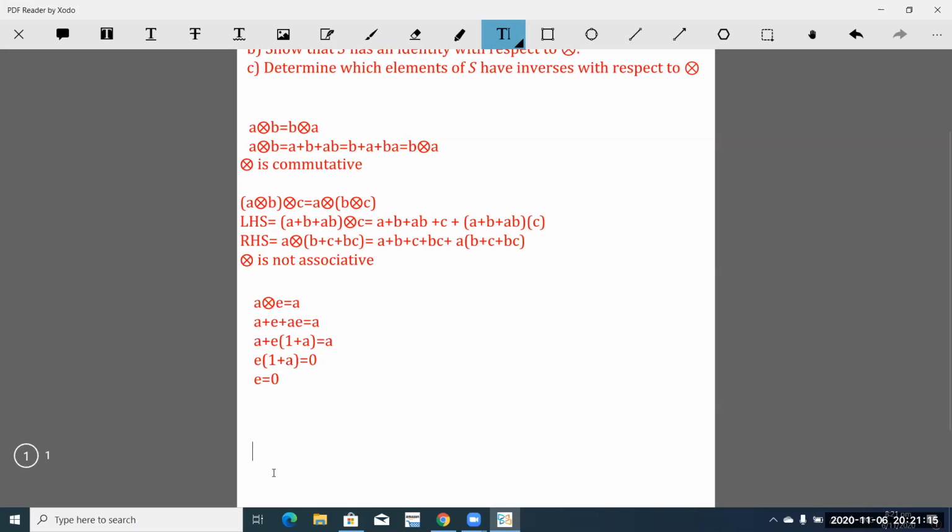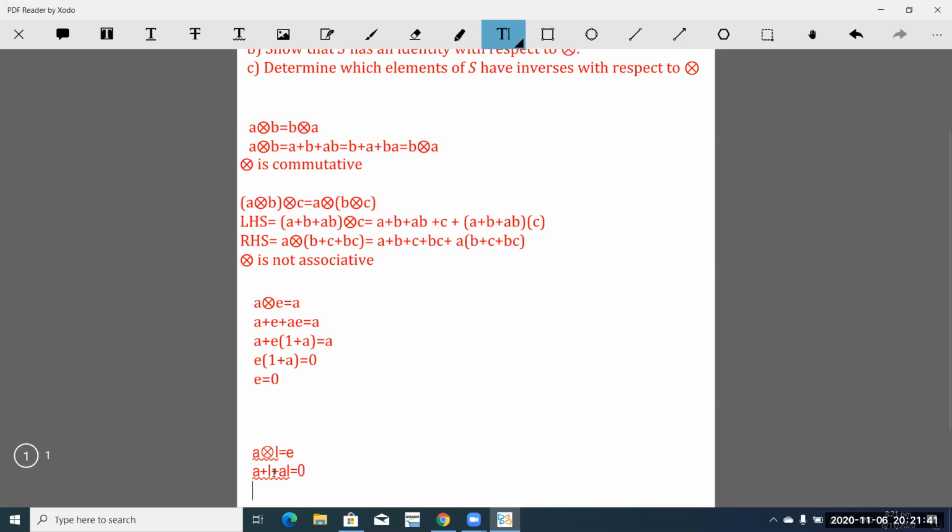A circle X, I is equal to E. So let's find A circle xi. What's A circle xi? A plus I plus AI is equal to E. But what's E? 0.